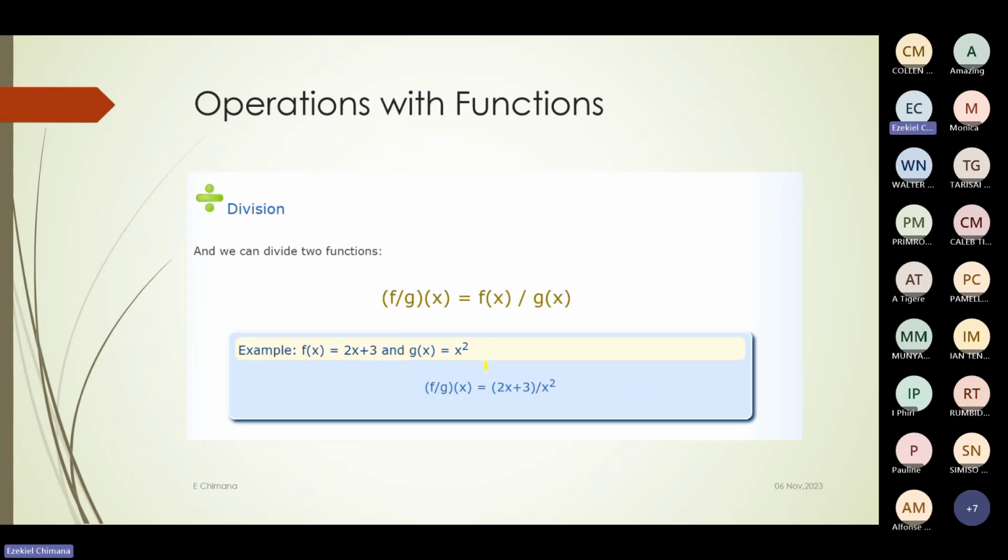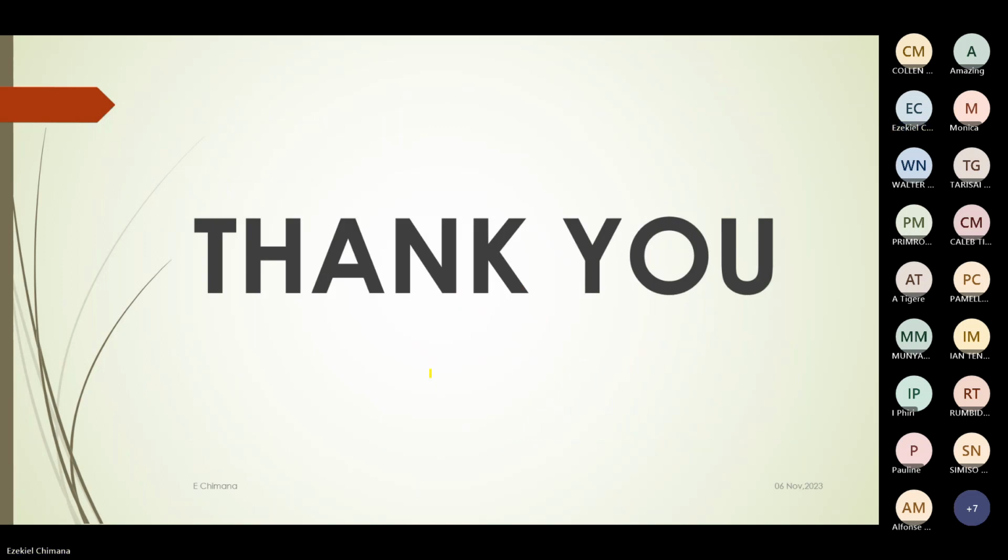On the division, it's just simple division: f of x divided by g of x. So it will be 2x plus 3 divided by x squared. If there are some things that you can do, maybe factorizing and then cancelling those that can be cancelled, you can just do that. Normally you need to leave this one in its simplest terms, but for this one, that's its simplest terms.